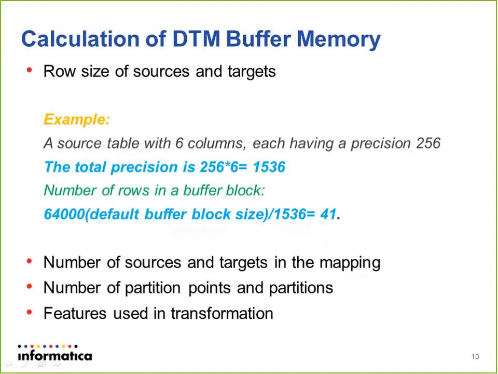The blocks will be freed once the records in the block have been executed to the target. In case of row level error logging, only one row is passed from block to block. Please note, the algorithm for the calculation is proprietary to Informatica and hence cannot be modified. These are just some of the areas where a user has some control to adjust the DTM buffer values.